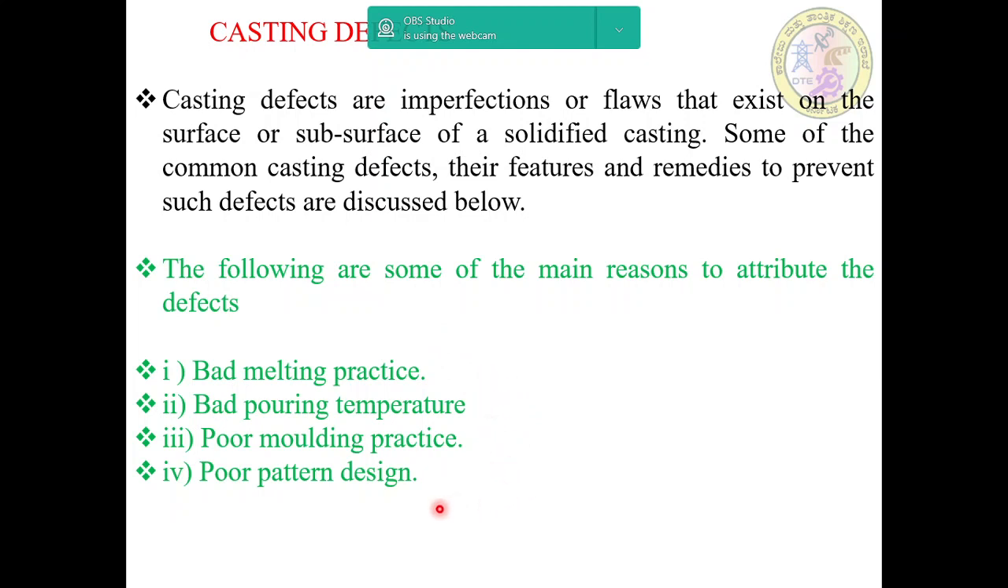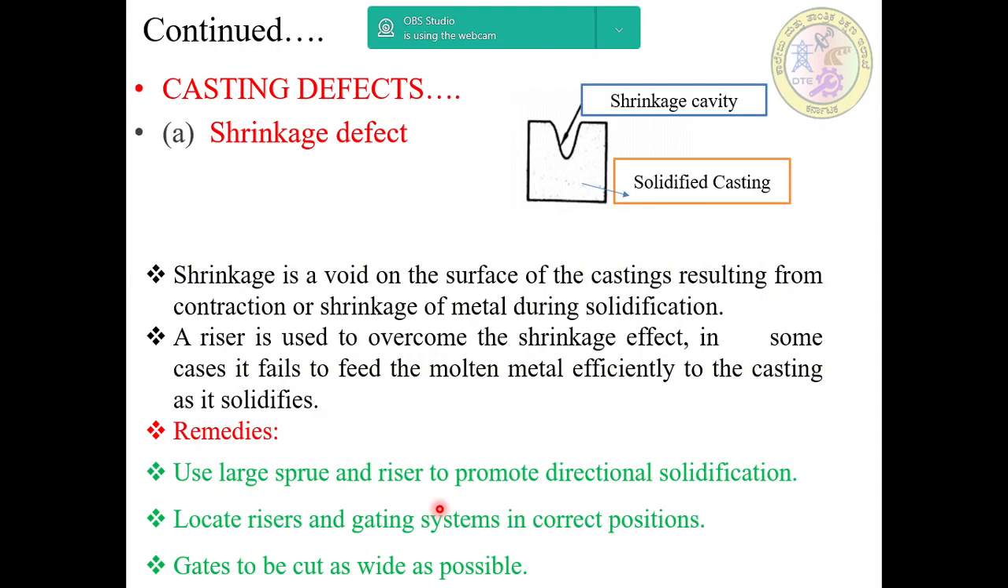And then the main casting defects may be shrinkage defect, porosity defect, and then misrun, penetration, and then cold shut, and then hot tears. These are the main casting defects. We will discuss one by one, and then what are the causes as well as remedies, how to rectify these defects.